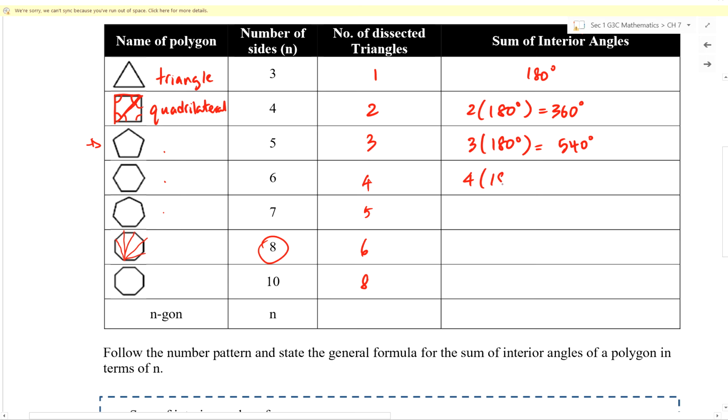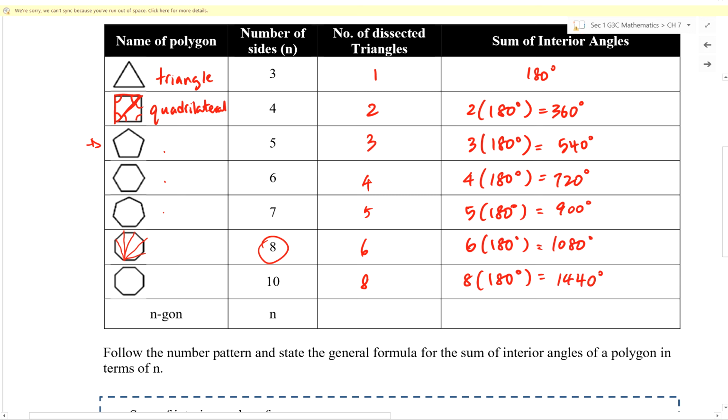Okay, once you have the number of triangles, please fill up the table. Please take note that the second last row is actually a 10-sided figure, not 9-sided. Okay, I give you some time to fill up this table.